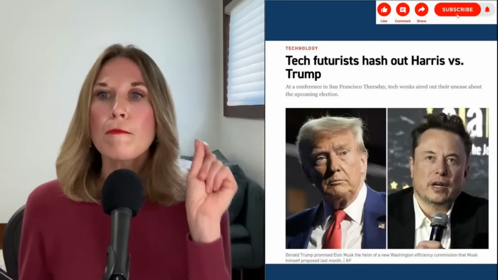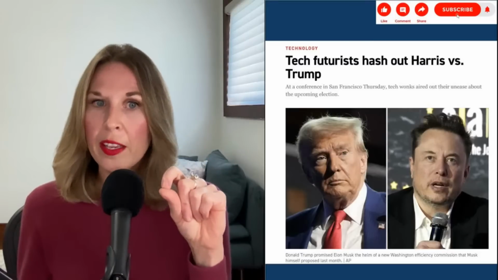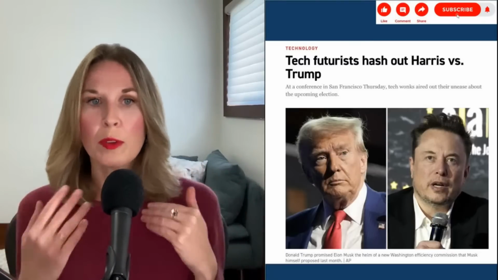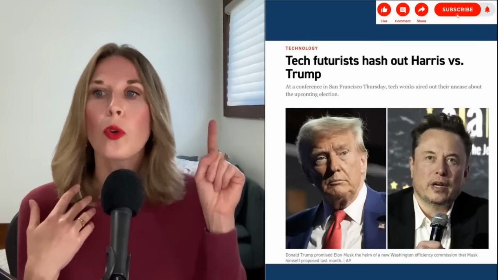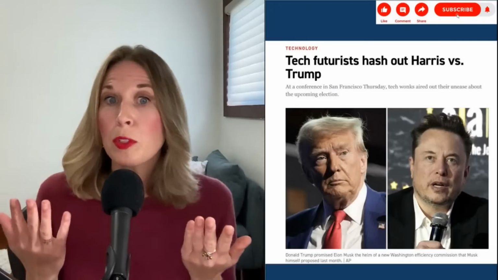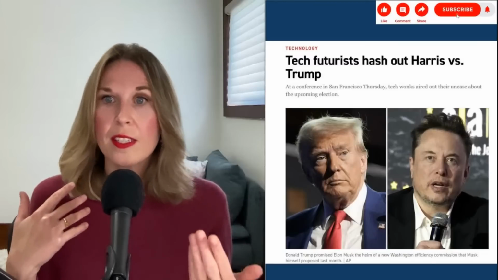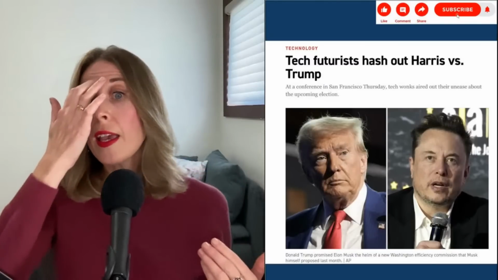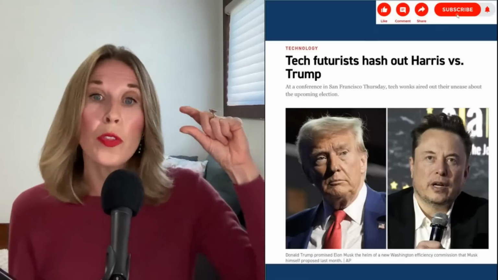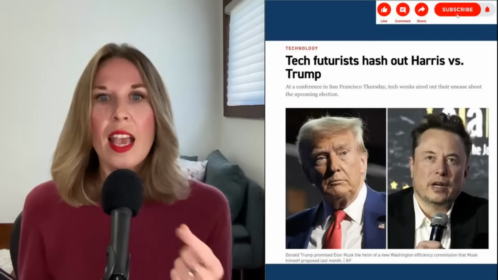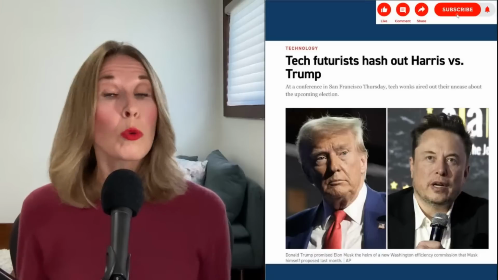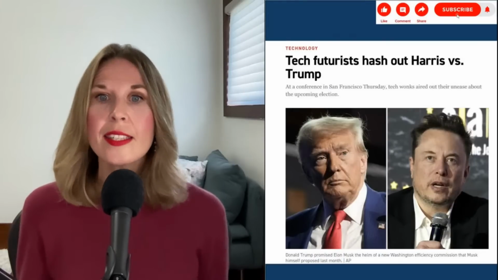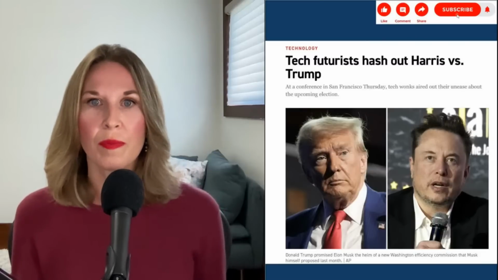Notice here there's a VS period before we just saw a V. Both of them are short form for versus. You can just have the V or the VS. They're both acceptable short forms. Versus. Harris versus Trump. Harris against Trump. And the small text, which we call the subtext, says at a conference in San Francisco Thursday, tech wonks aired out their unease about the upcoming election.